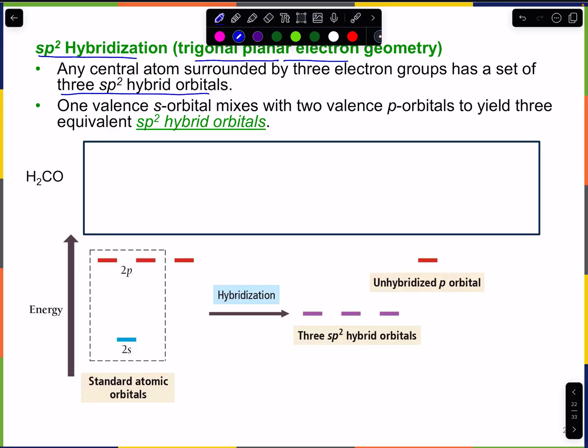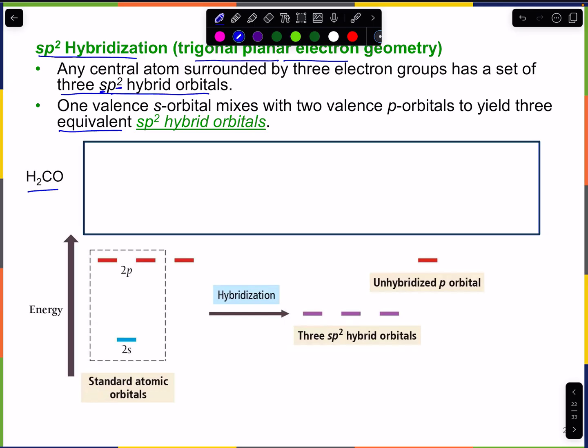The reason why it's 3 is because you are mixing one s and 2 p orbitals. So 2 plus 1 is 3. That's the reason why you get 3 hybrid orbitals. One valence s orbital mixes with 2 valence p orbitals to yield 3 equivalent sp2 orbitals. One example of when that hybridization scheme is going to happen.